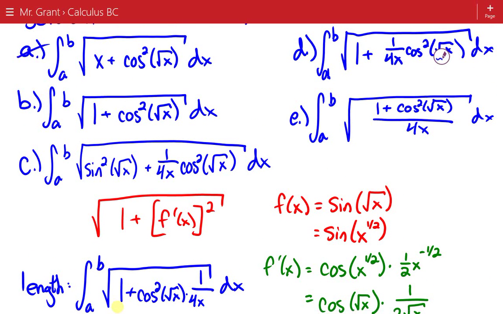And it's definitely not A. B is close, they forgot the derivative of the inside. Not C, not E. It looks like D is our right answer. They just switched that 1 over 4x to the front, so we end up with D.